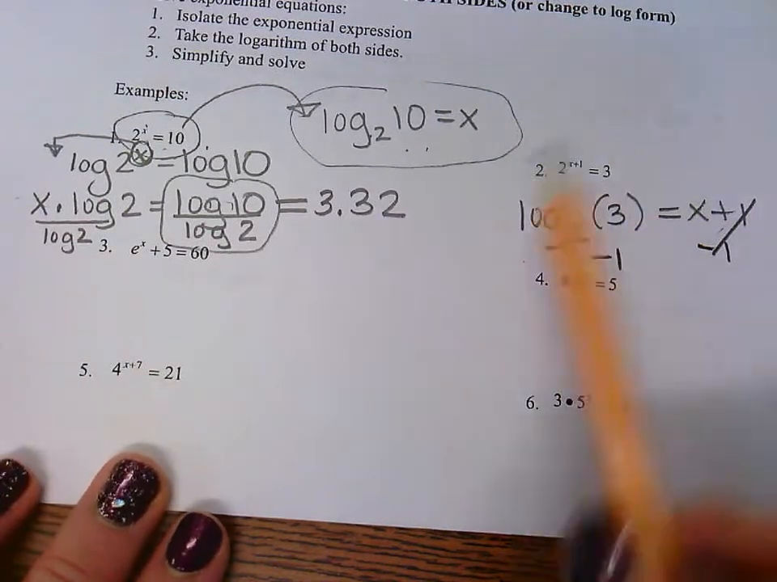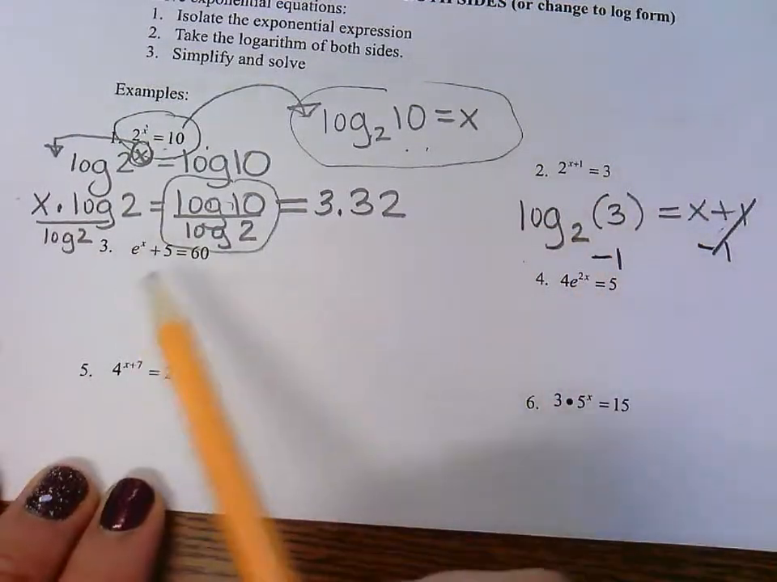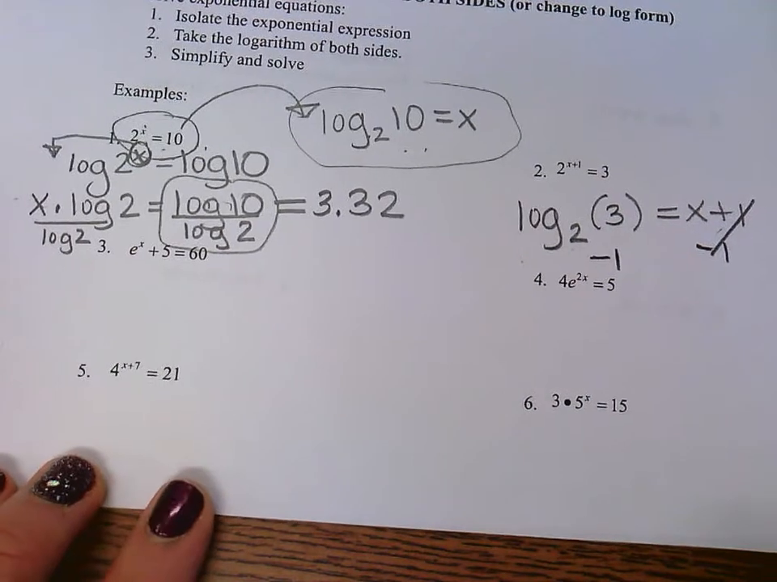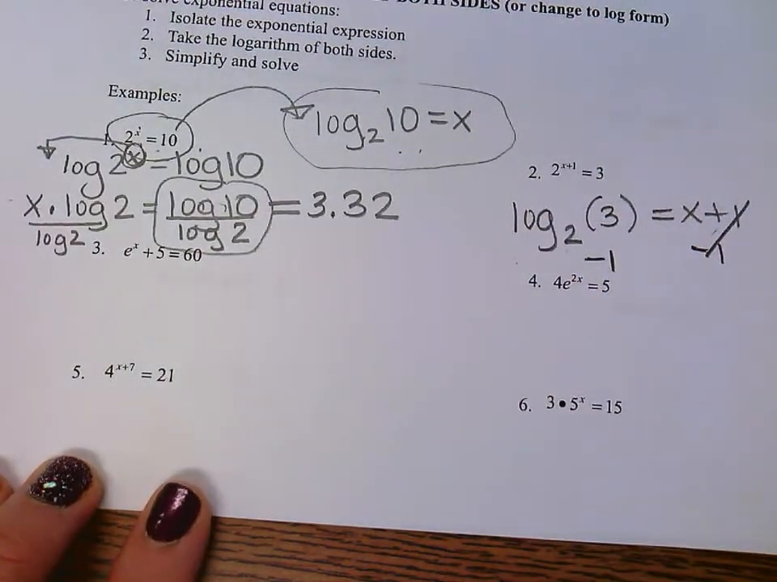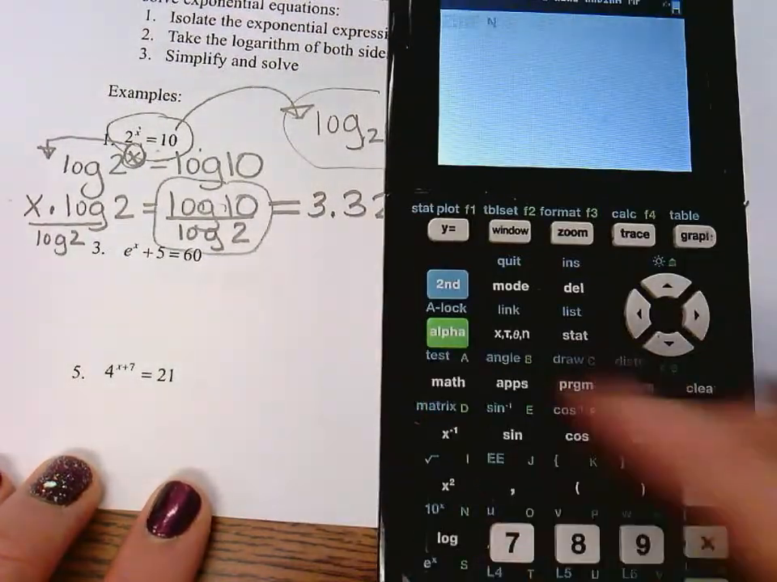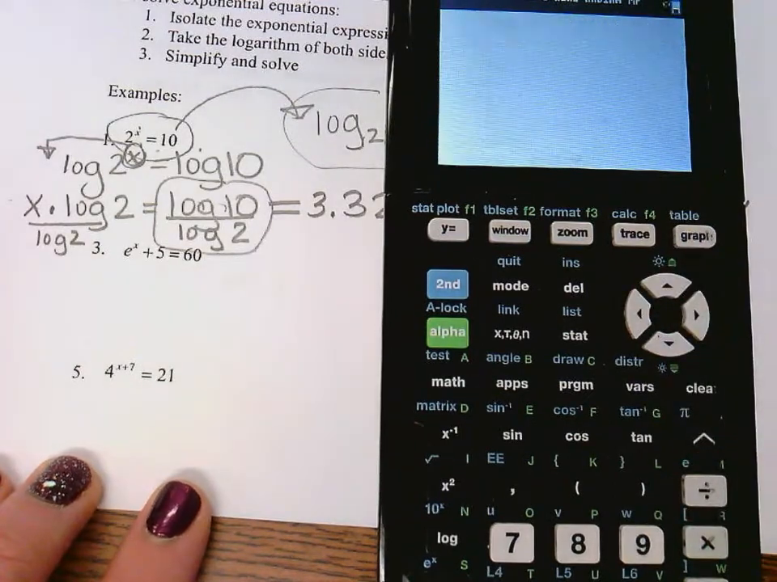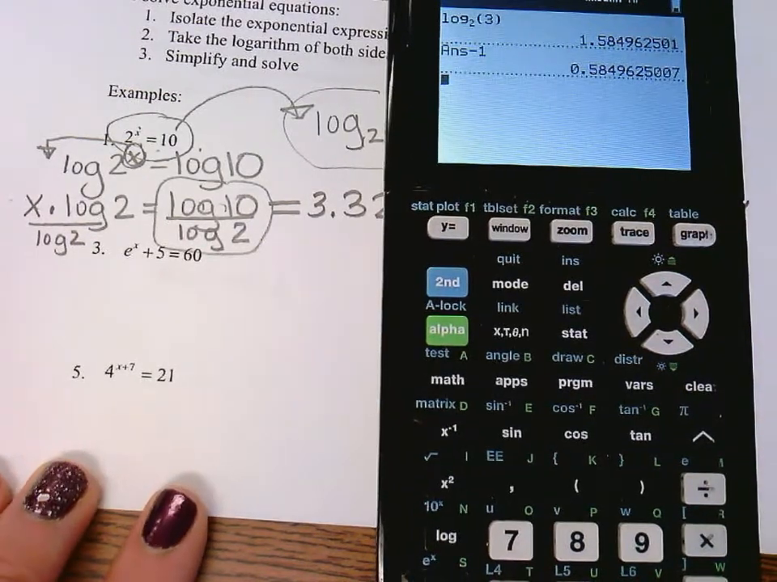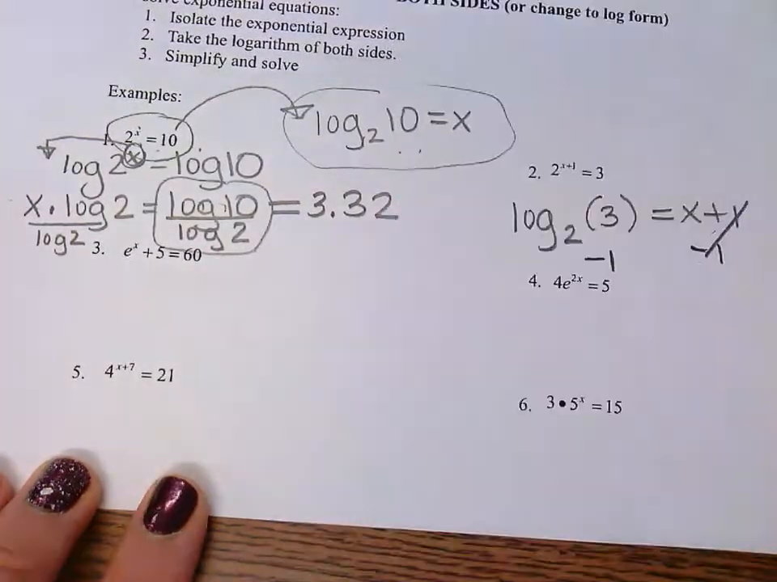So this one I did by changing forms. The next one I'll do by taking the log of both sides just to show you. So if you do the log base 2 of 3, go to the math button, change the base. The log base 2 of 3 is 1.58, and we're subtracting 1. So 0.58 is the answer.